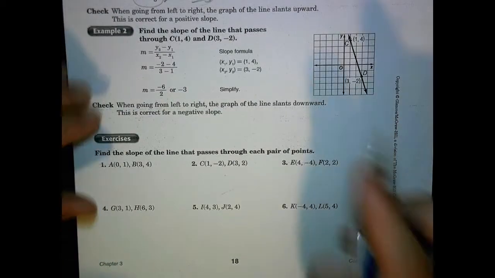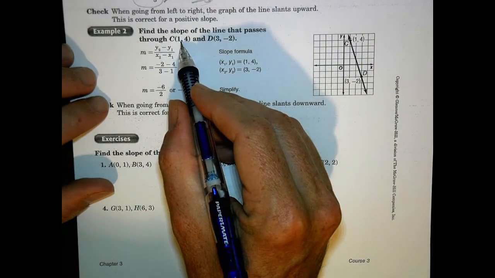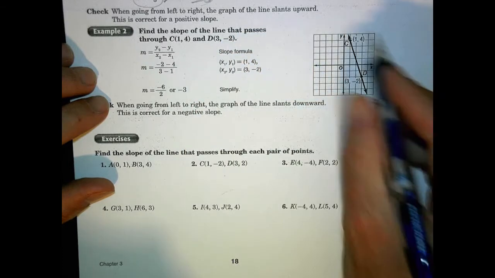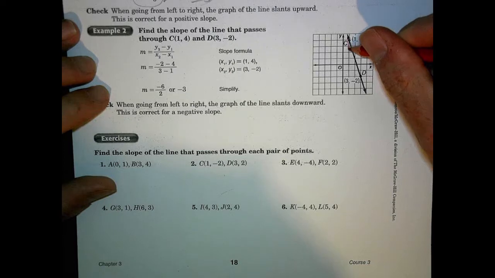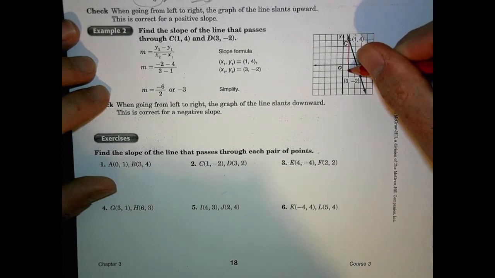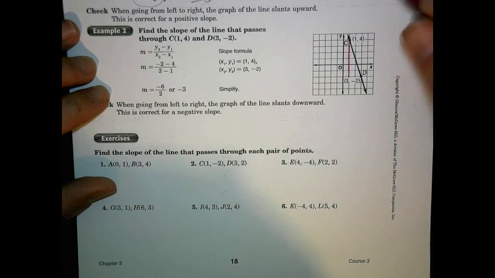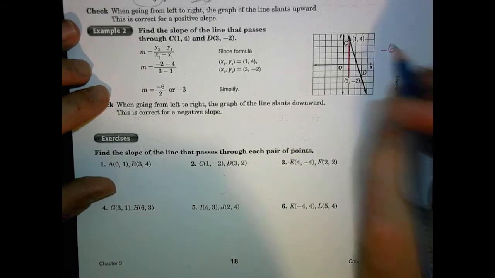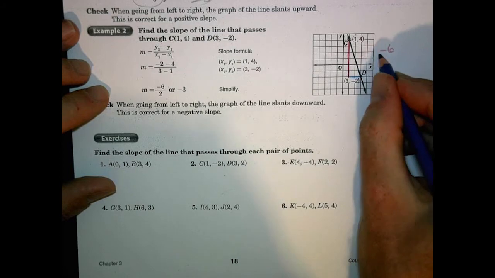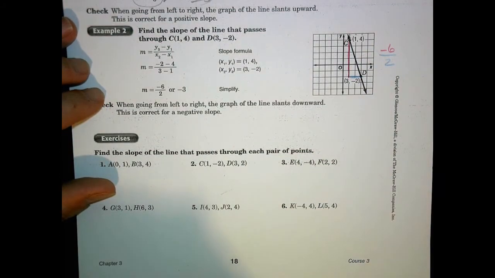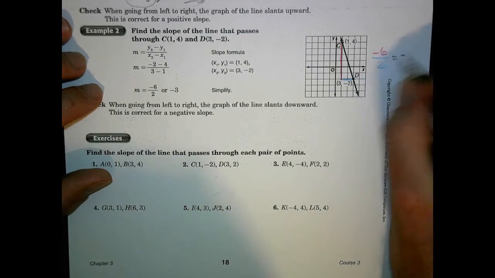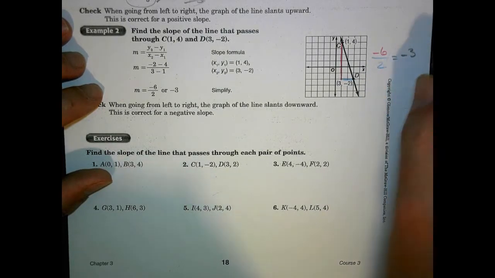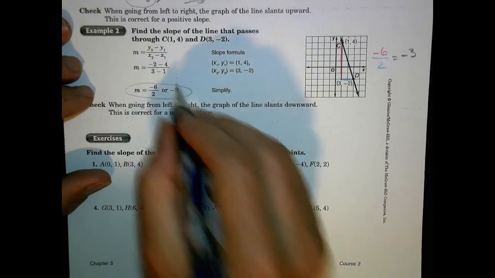The next one we do, let's take a look at it. So find the slope of the line that passes through C, which is (1, 4), and D, which is (3, -2). Again, if I want to visually just check it out real quick, I can see I'm going down 1, 2, 3, 4, 5, 6. So I'm going down 6. And then we're going over 1, 2. Alright, so when I reduce that or write that out, -6 divided by 2 is -3. So I should have a slope equal to -3, which again, we can see we're going to get there.